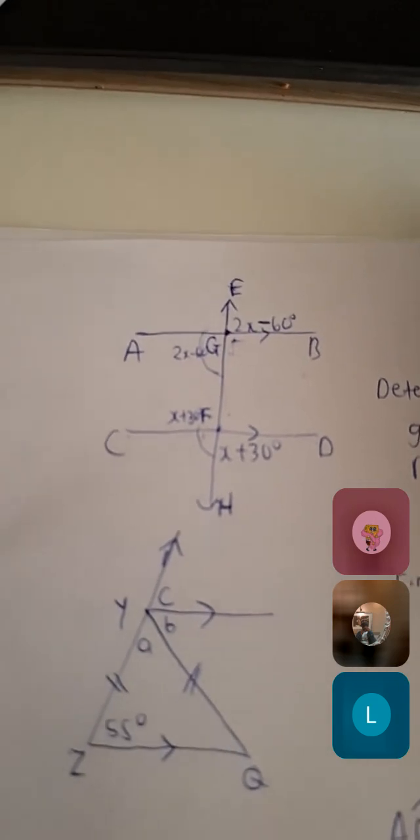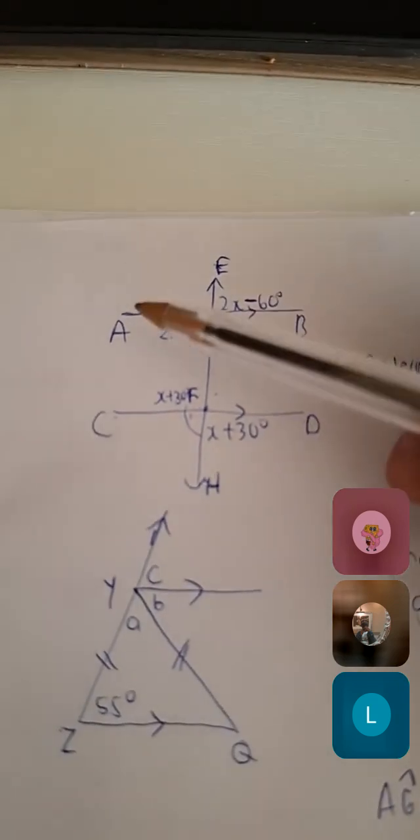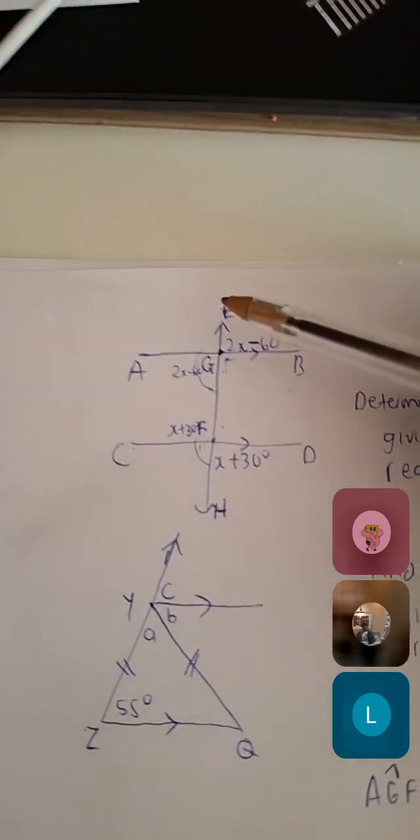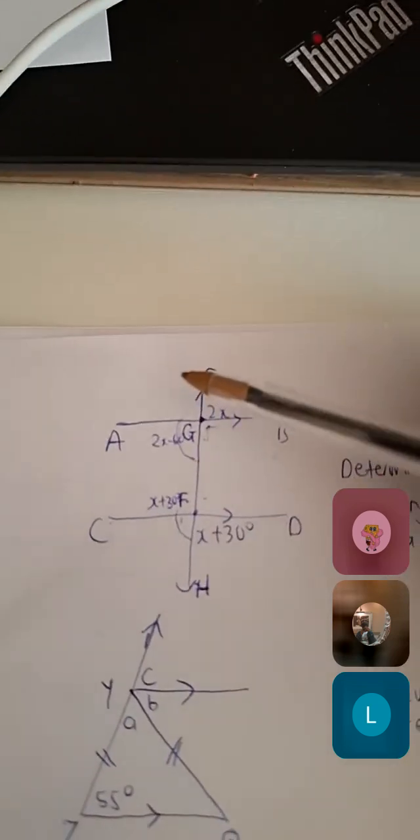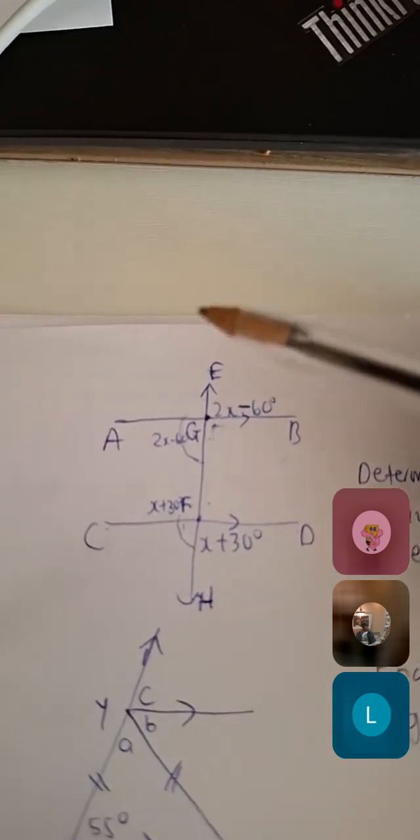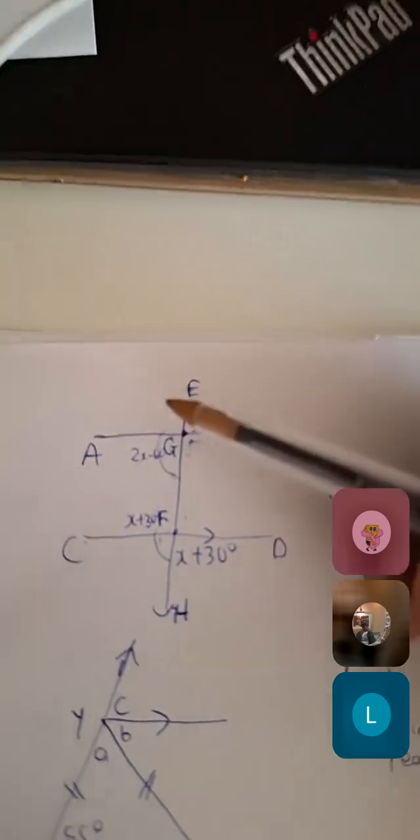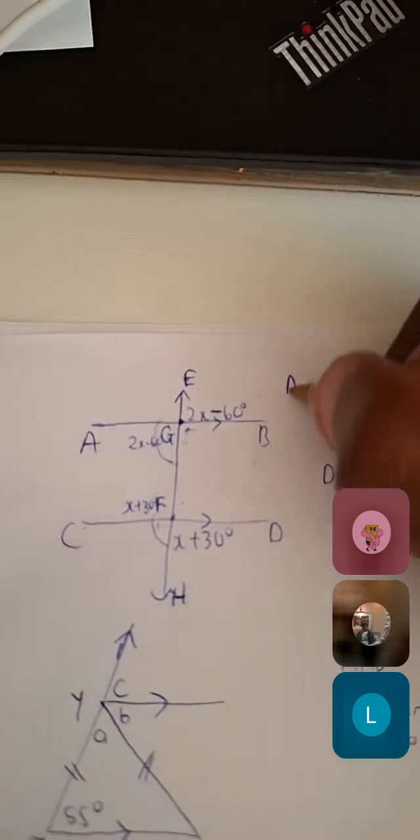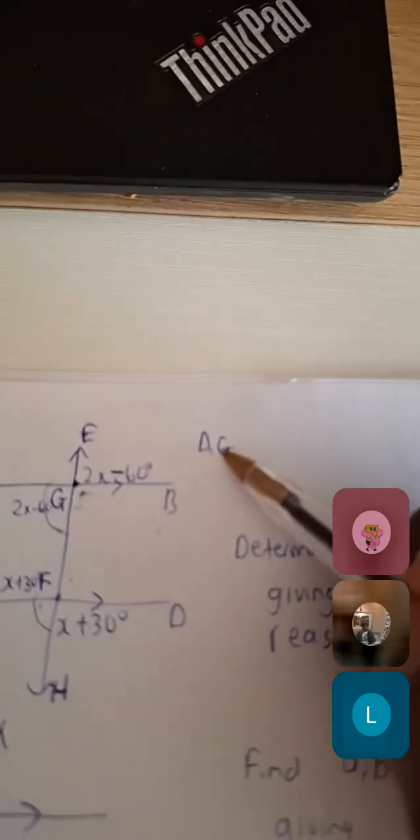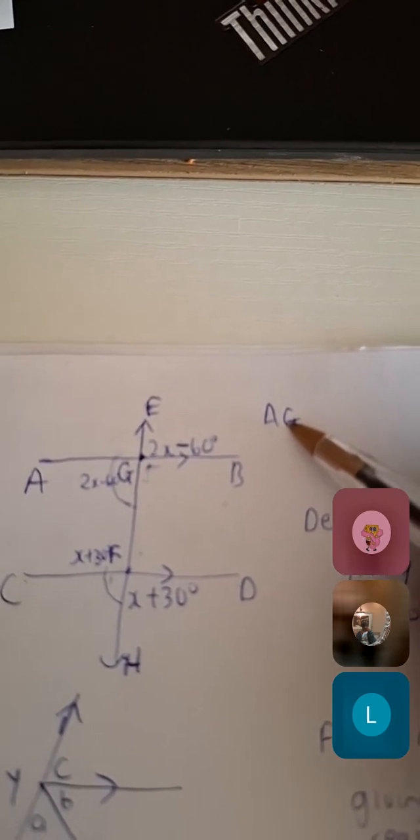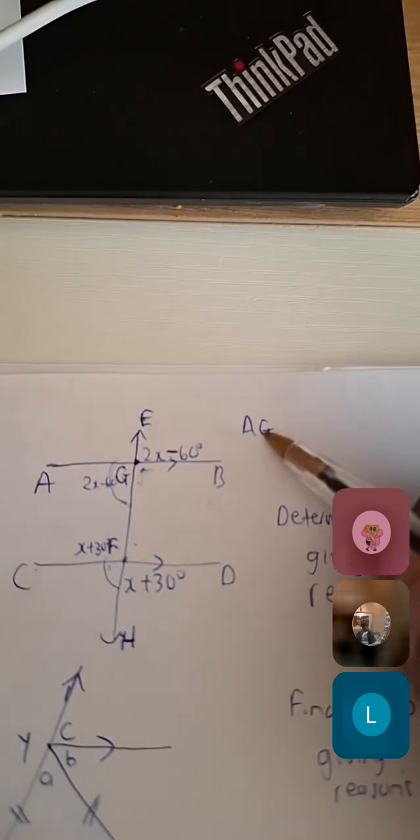Then we say AG plus CF is equal to 180, co-interior angles, AB is parallel to CD. Just one more time, repeat from the beginning. You are saying AG, like an angle. I want this part of the angle, the G.